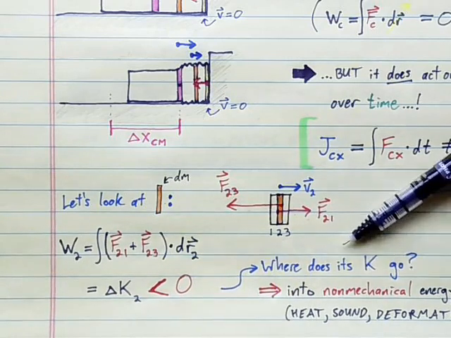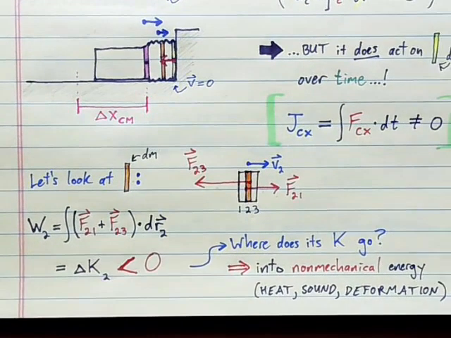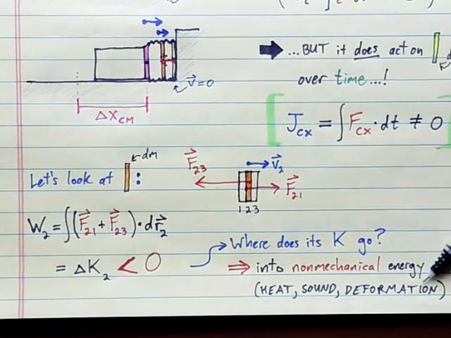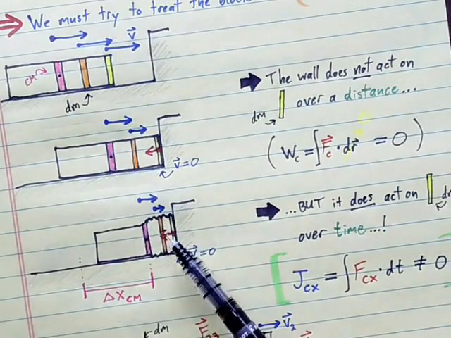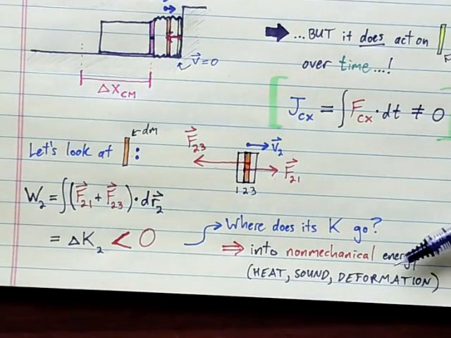of that little orange slice. And where does that kinetic energy go? Into non-mechanical energy, of course. Heat and sound and deformation, meaning a rearrangement of the atoms as the block changes shape. That'll require some energy to accomplish that.